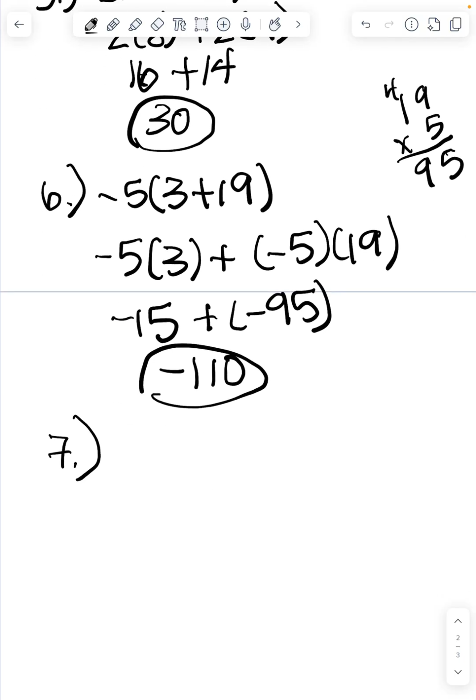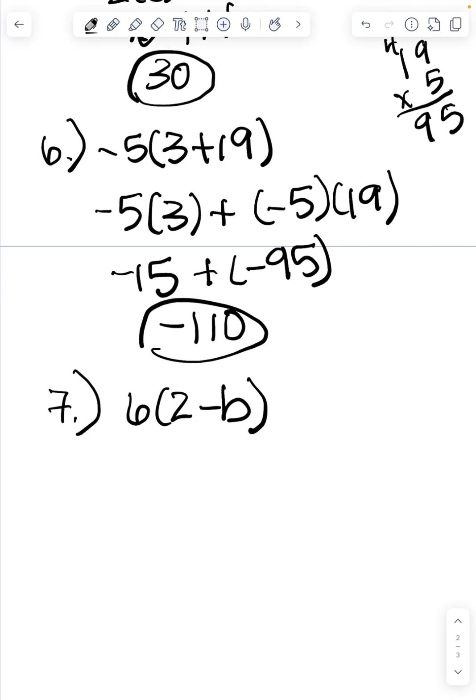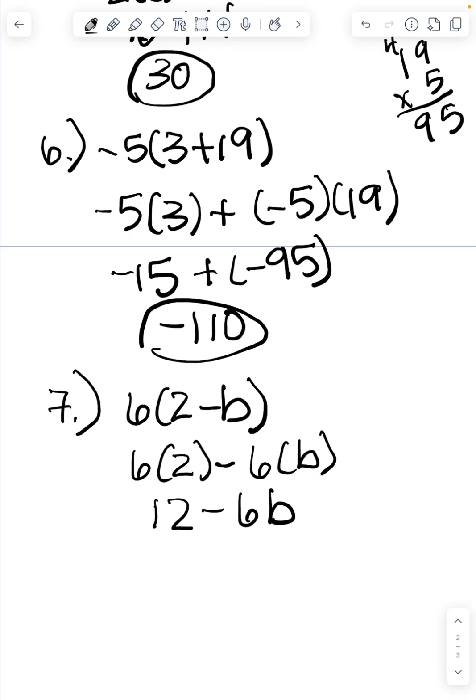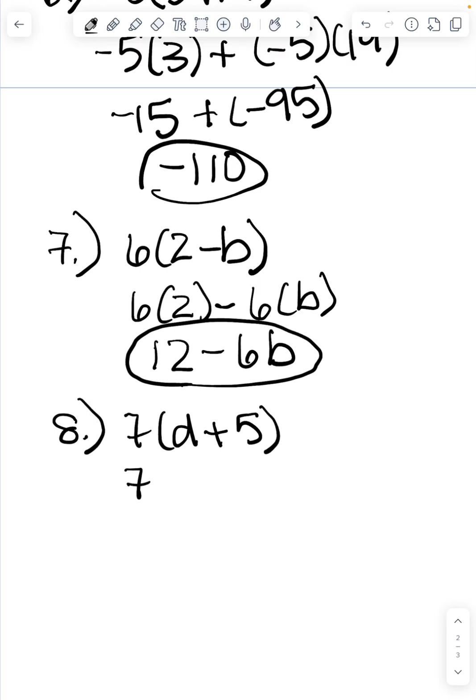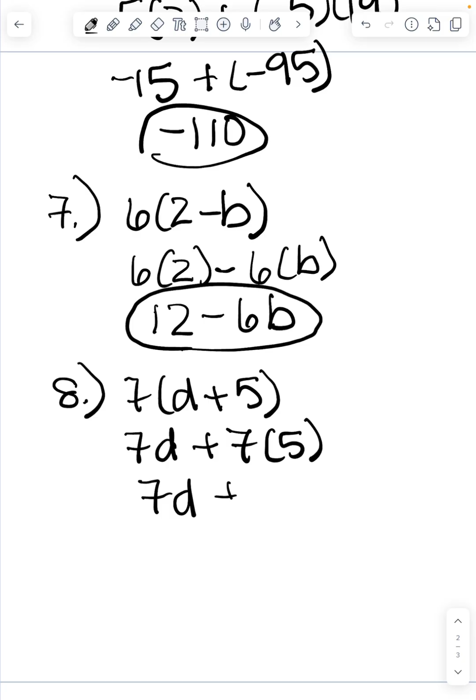Number 7. 6 times the quantity 2 minus b. Distribute the 6. So 6 times 2 minus 6 times b. We can do the 6 times 2 and get 12, but we're just going to leave this as minus 6b. Number 8. 7 times the quantity d plus 5. Distribute the 7 gives us 7d plus 7 times 5. I can't simplify the 7d at all, but I can do 7 times 5 and get 35.